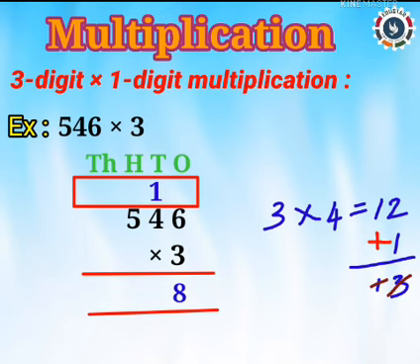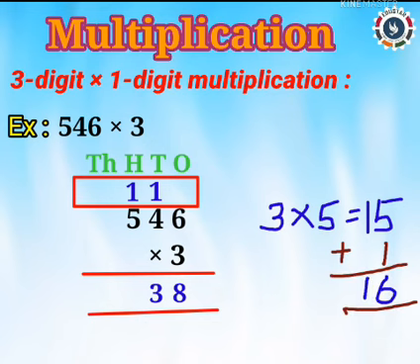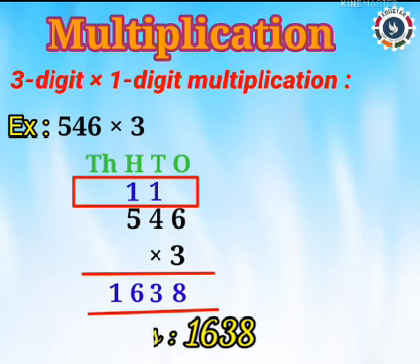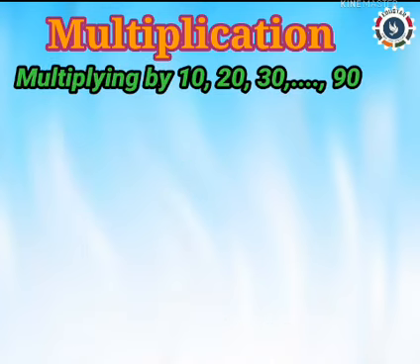We get 13. Write 3 in tens column. Carry 1 to the hundreds column. 3 5s are 15. Add carry 1 to 15. We get 16. Write 6 under hundreds column and 1 under thousands column. The answer is 1638.